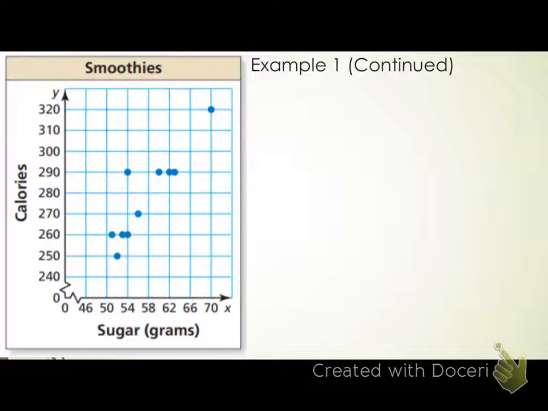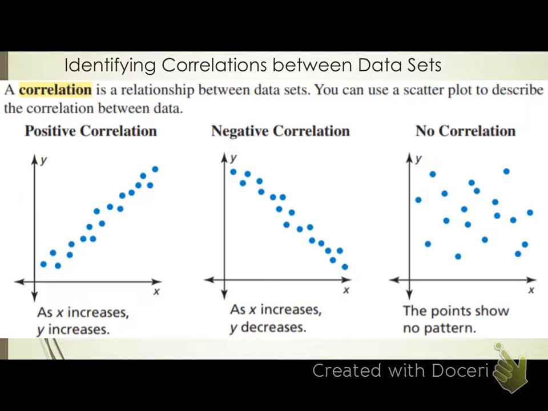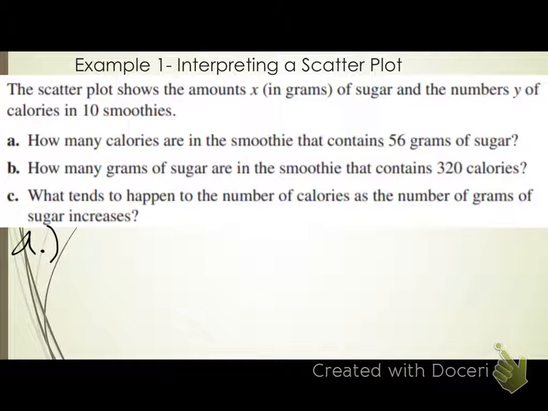Very good. Between 54 and 58. 56 would be right smack dab in the middle of those two, right? So I go find the point that's at 56. There it is. Now look at the corresponding y value, aka the corresponding amount of calories for that smoothie. It's 270. So how many calories are in the smoothie that contains 56 grams of sugar? 270 calories. That's my answer for letter A. Any questions how I got that? It's pretty easy, isn't it?